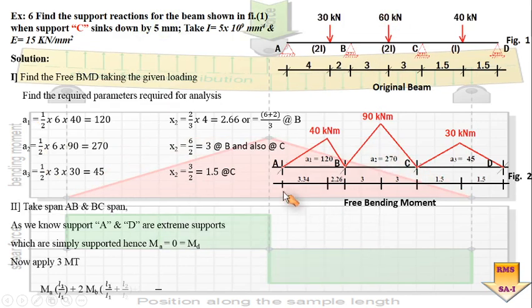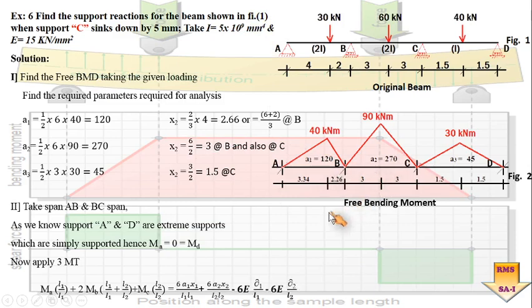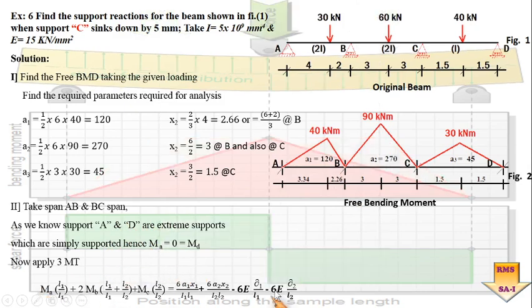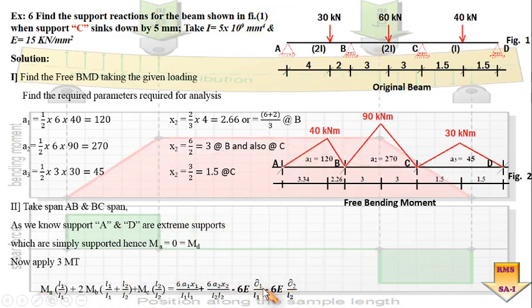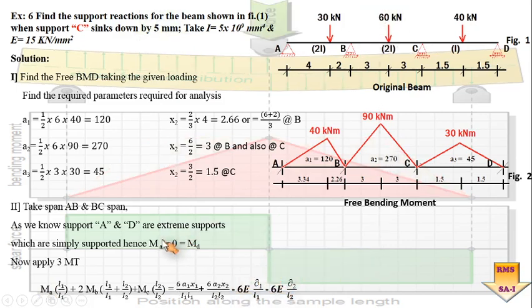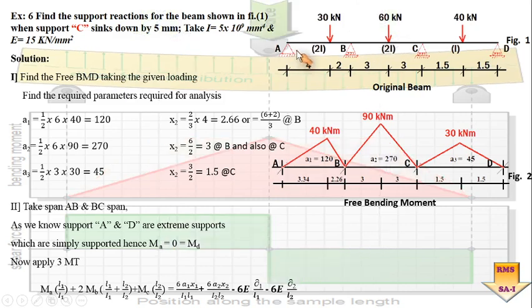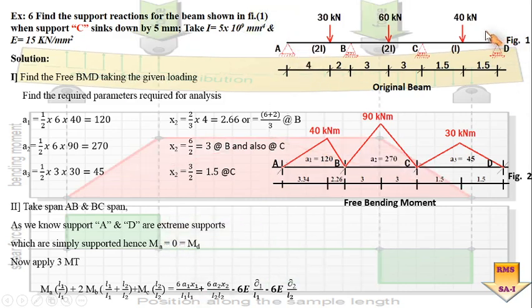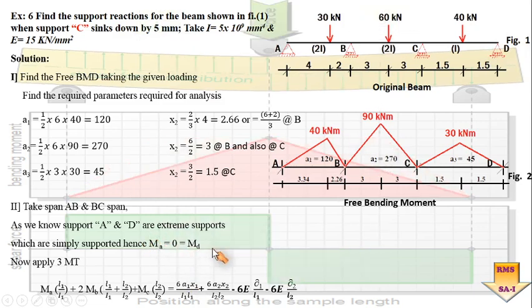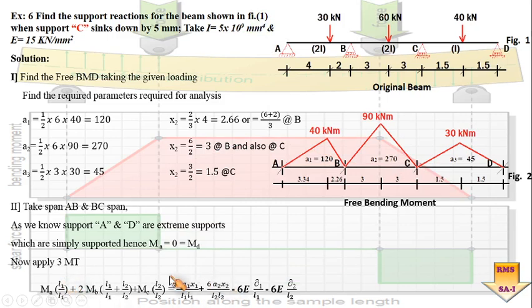Here I am considering the span ABC, where we have to apply Clapeyron's theorem. I have drawn the governing equation here, in which I have considered the effect of sinking. Prior to that, we know what is to be done with the extreme supports, which are simple supports. There the bending moment will be equal to 0. Similarly, you can see here MA is equal to 0 as well as MD is equal to 0. These values will be used further for the analysis. So this is the governing equation where there is a sinking effect of the support.